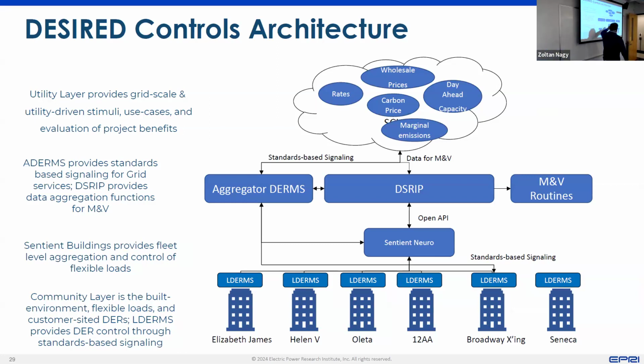We have a system of record for saving all the data coming out of it, and then a set of measurement and verification routines that can help understand what happens when certain control exercises happened, right? So that's the overall control architecture in this community.